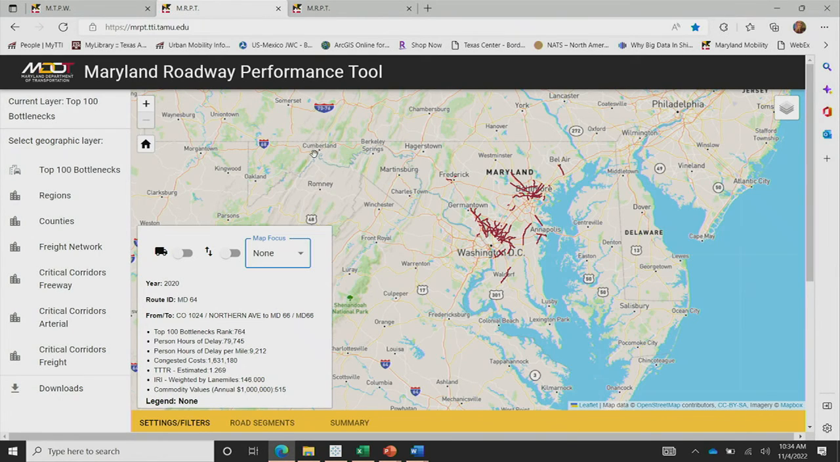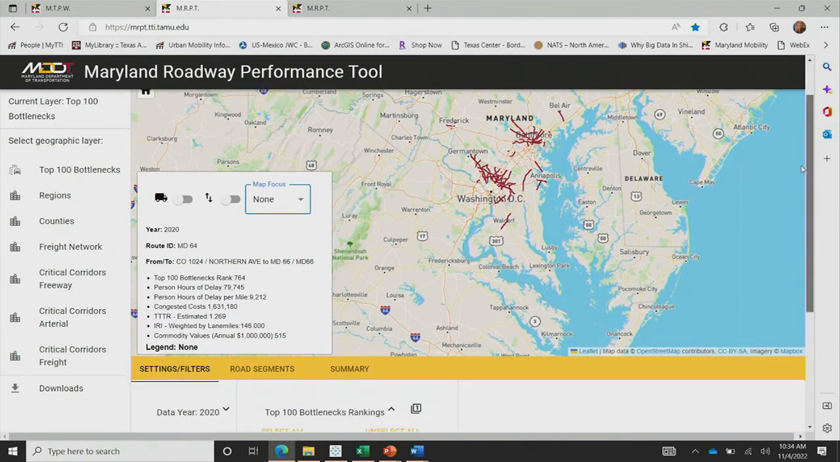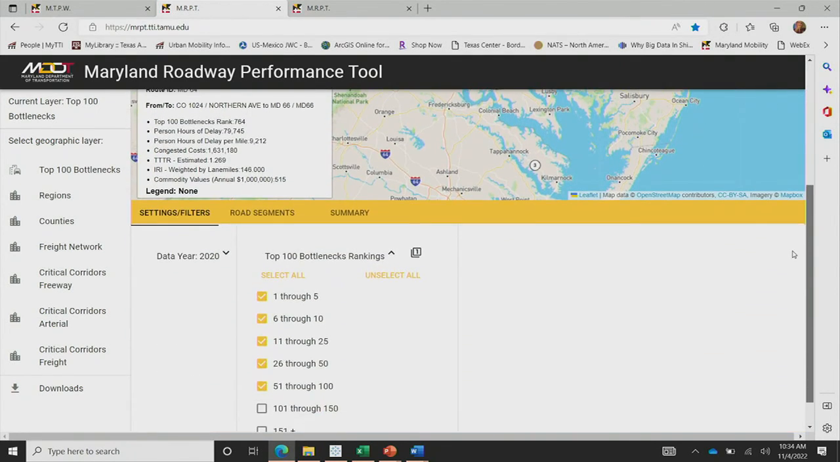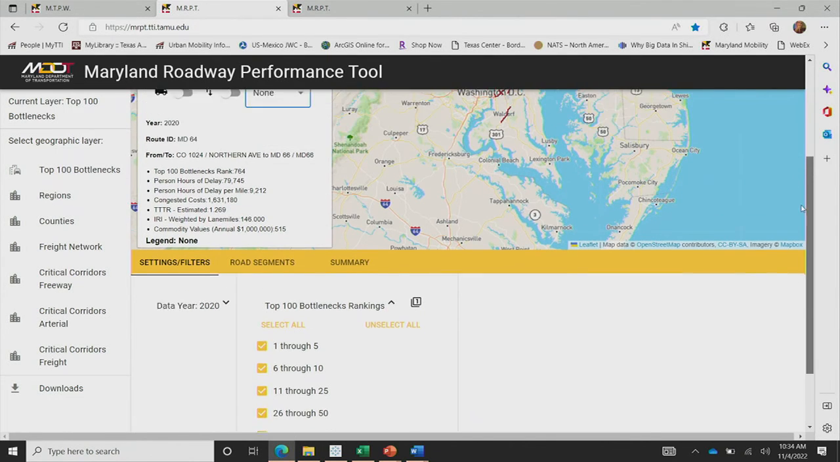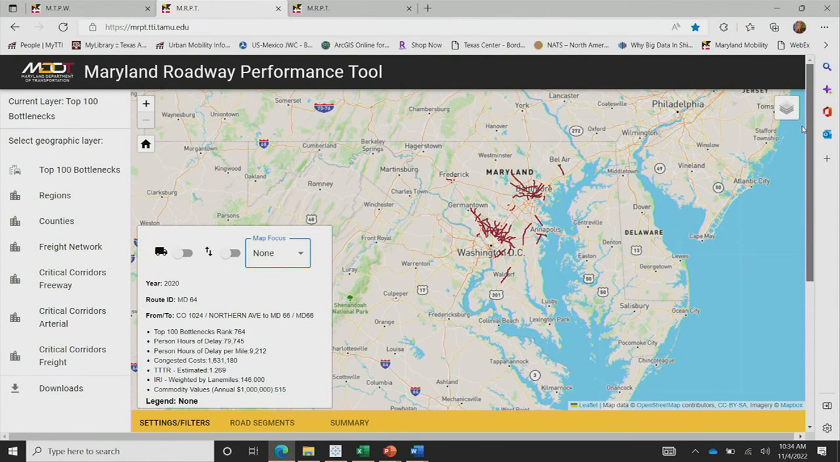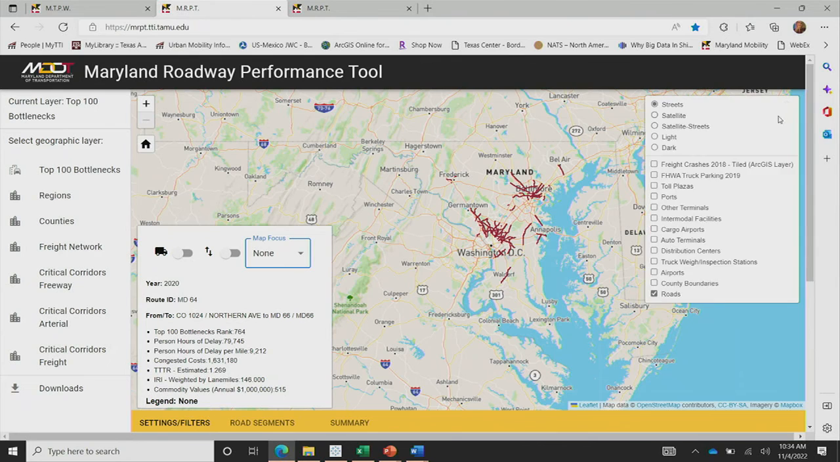So when you land on the tool, it defaults to the top 100 bottlenecks. And so these are already smoothed out. MDOT can go down to the bottom here, and they can print out whether they want 5, 10, or more bottlenecks. So if a reporter calls and says, I'd like to know where your top bottlenecks are, they can spit this out here quickly, and it shows the historical information over time.